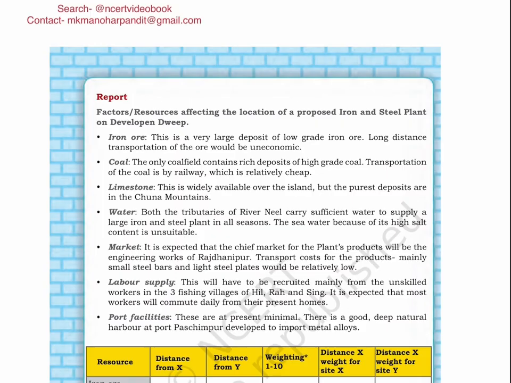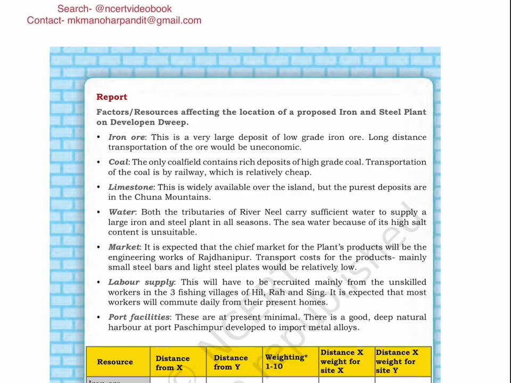Labor supply. This will have to be recruited mainly from the unskilled workers in the three fishing villages of Hill, Ra, and Singh. It is expected that most workers will commute daily from their present homes. Port facilities. These are at present minimal. There is a good, deep natural harbour at Port Paschimpur developed to import metal alloys.